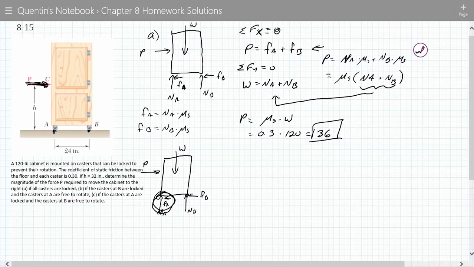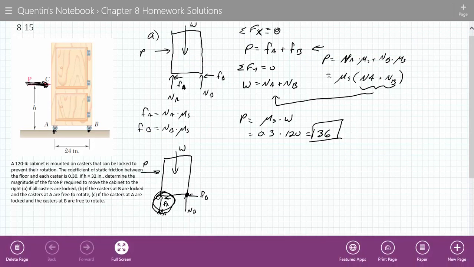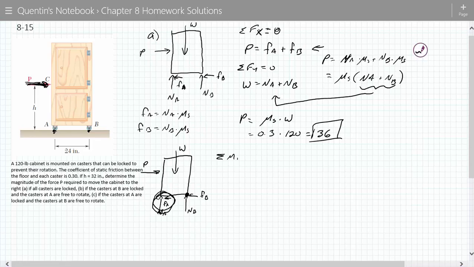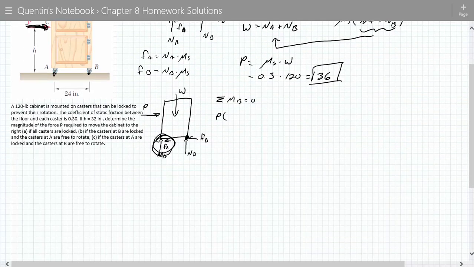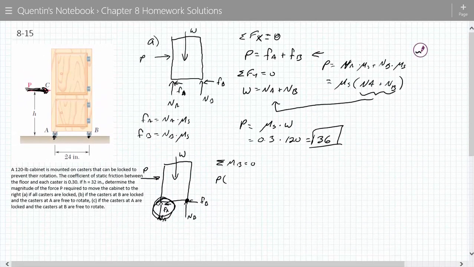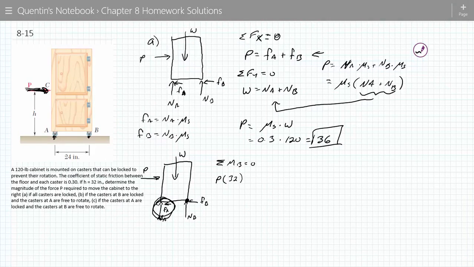Well, right now, let's take the sum of the moments at B equal to 0. So you have P times your height, which is 32, given here, right? Plus, that is going to want to make it rotate in that direction. The weight is going to want to make it rotate in the other direction.